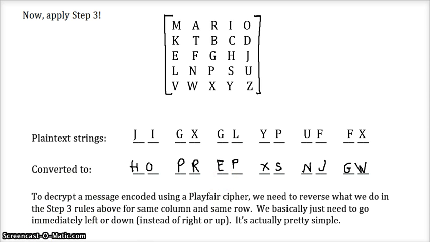Okay, so it says to decrypt a Playfair cipher, we need to reverse what we do in step 3, the rules above, for the same column and the same row. We basically just need to go immediately left or up, and yeah, it's actually a little bit simpler than you might think.